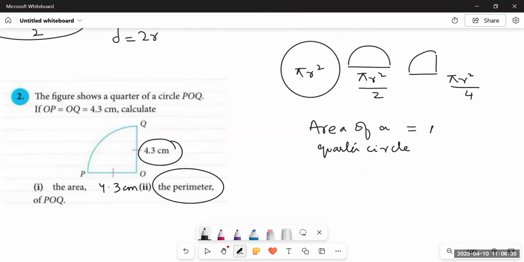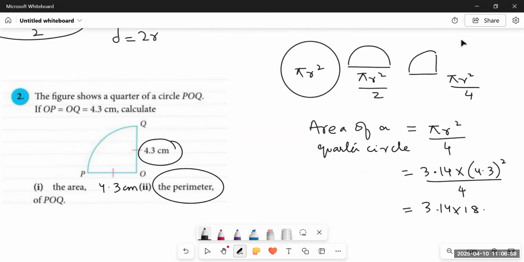So it would be pi r square upon 4, which is 22 upon 7 or 3.14, multiplied by 4.3 square upon 4. First, we are going to find the square of 4.3, which is 18.49. Then we will multiply it with, or we will take it as 18.5. And then we will multiply it with 3.14.